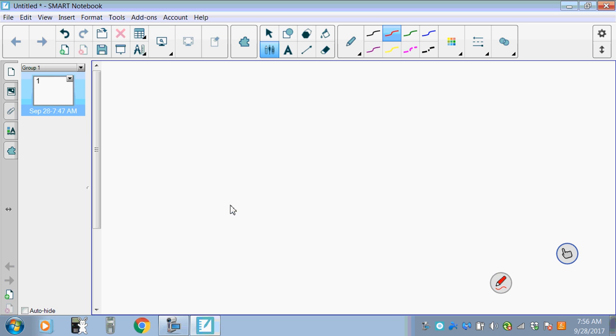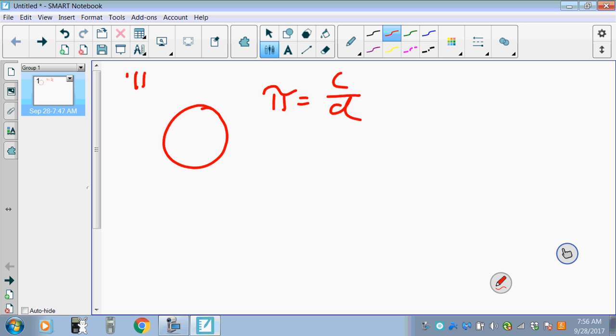All right, number 4. Pi is equal to the circumference over the diameter. Please, if you know anything in life, that's what pi is. Pi is the ratio in any circle between the circumference and the diameter. If you take any circle and you divide C by D, you will get that number.